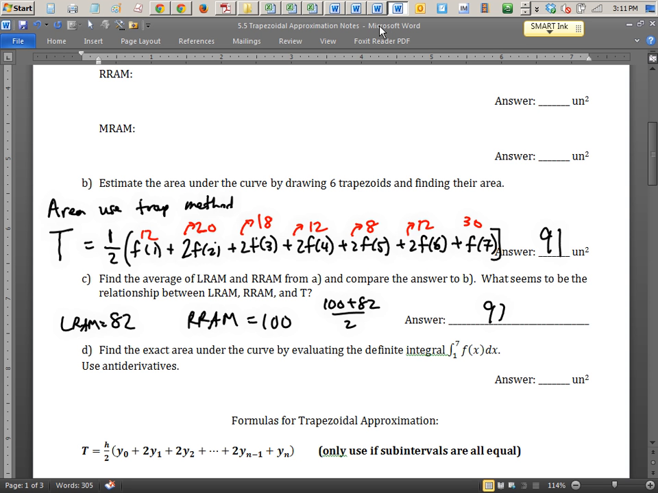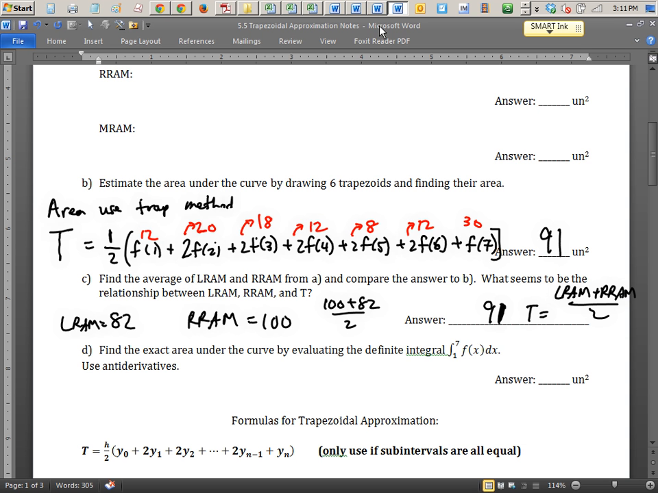What seems to be the relationship between LRAM, RRAM, and T? It would seem that T is the average of LRAM and RRAM. Very interesting. Okay, so that's their conclusion. All right, now let's go back and just do the definite integral.